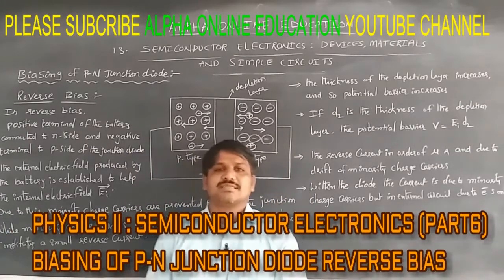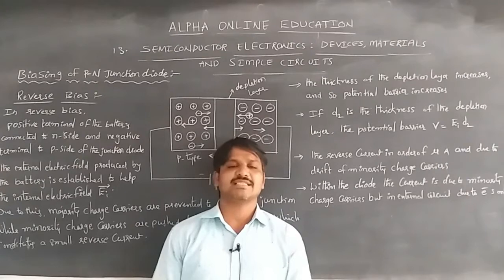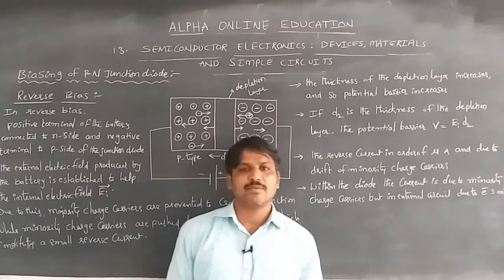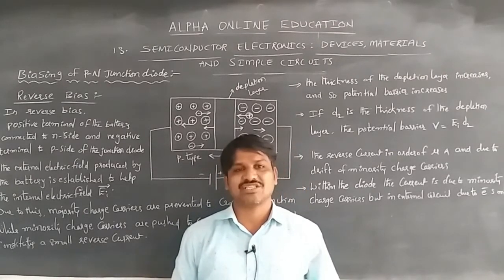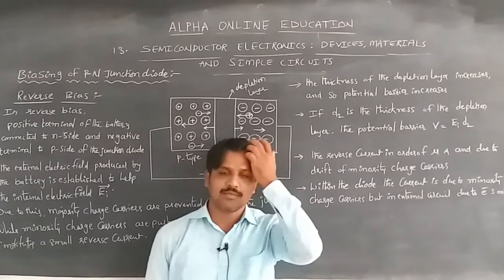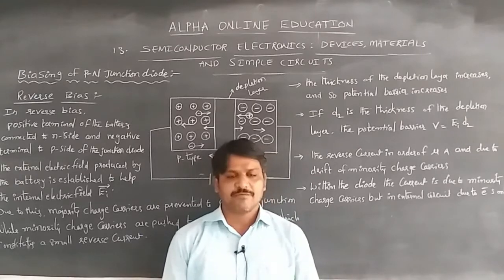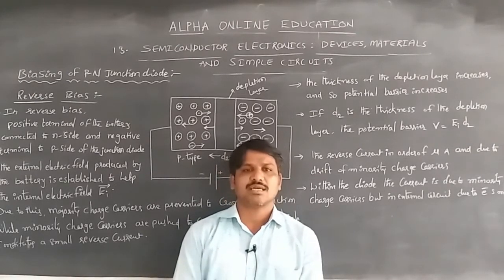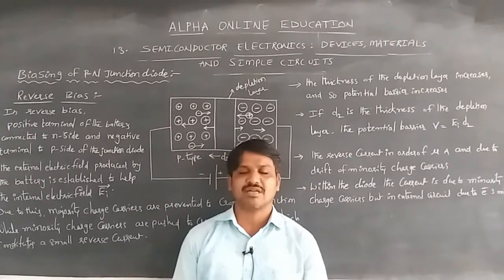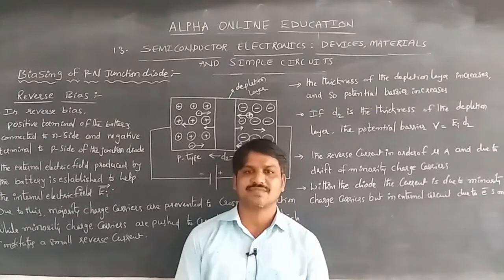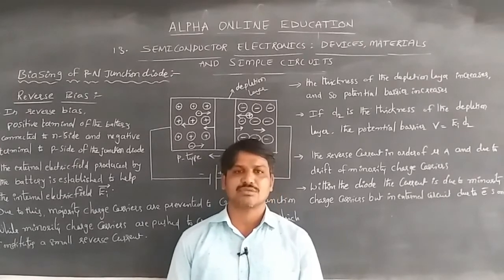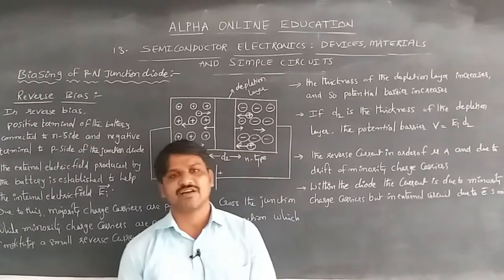Earlier, we discussed the PN junction diode and its depletion layer potential barrier. The depletion layer thickness increases or decreases by connecting an external electric field, which is nothing but connecting a battery to the PN junction diode. Before, we discussed forward bias, which means the positive terminal of the battery is connected to the P side of the semiconductor and the negative terminal of the battery is connected to the N type of semiconductor.